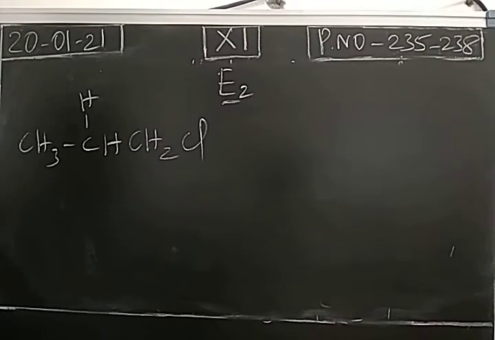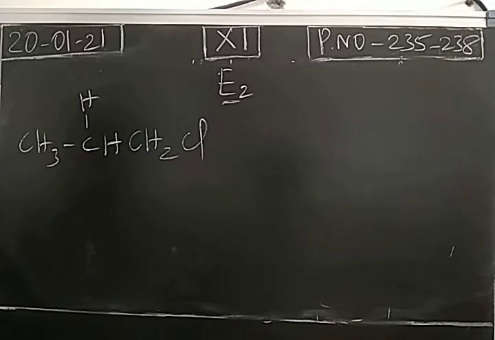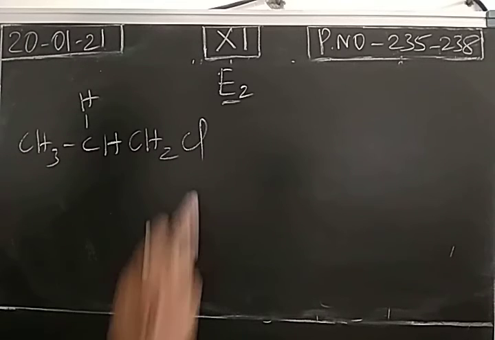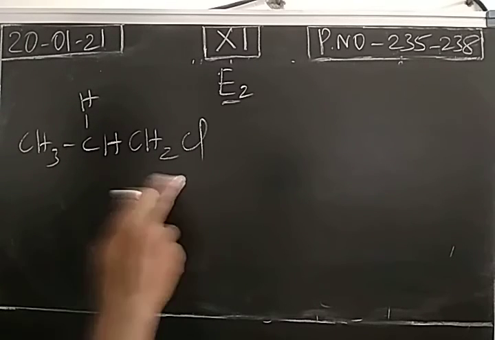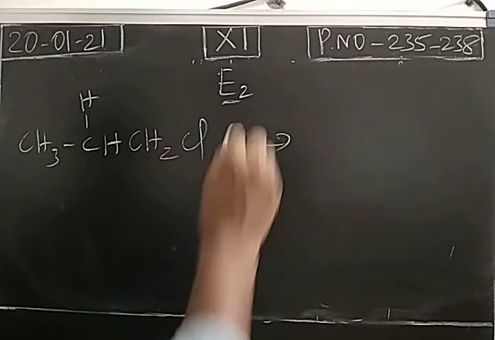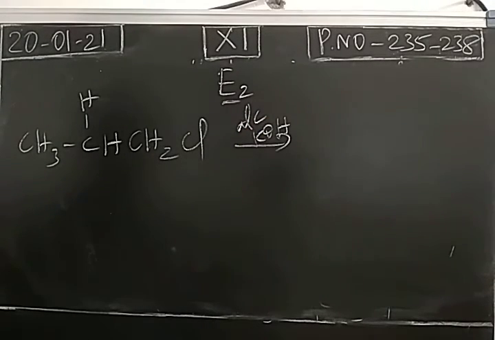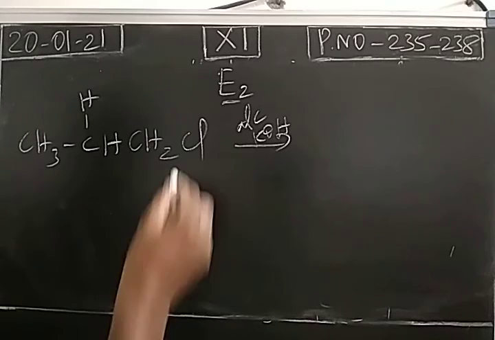So this is a primary alkyl halide. The carbon bonded to the halogen is bonded with only one carbon, so it is a primary alkyl halide. Common name: n-propyl chloride. IUPAC name: 1-chloropropane. In the presence of a base, alcoholic potassium hydroxide, there will be elimination.